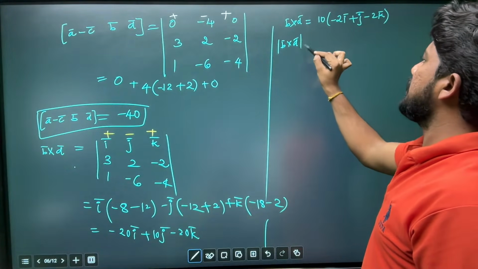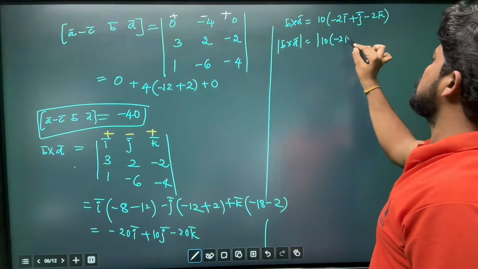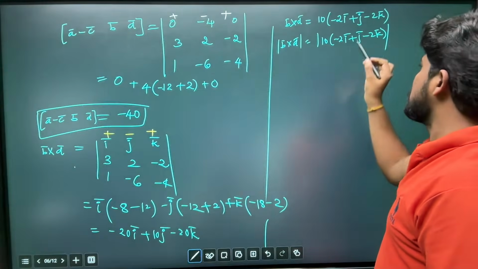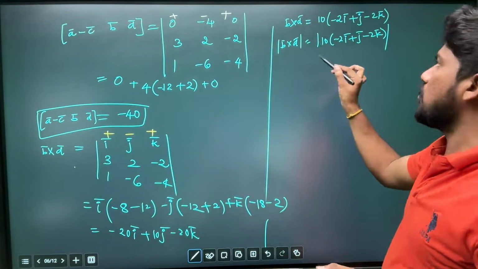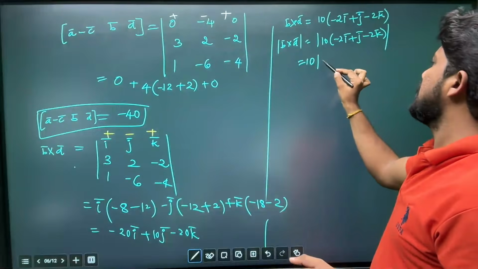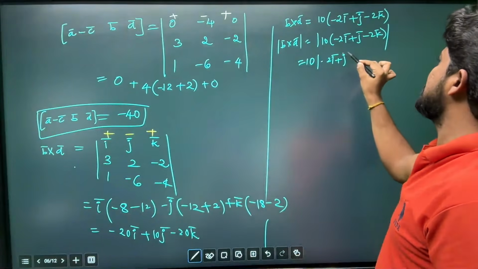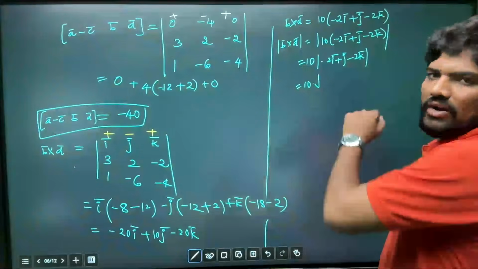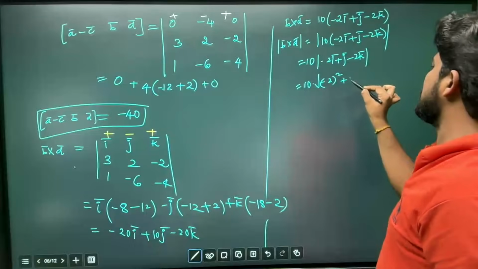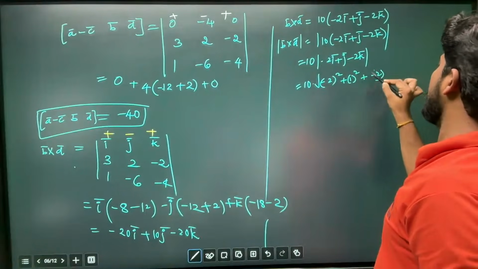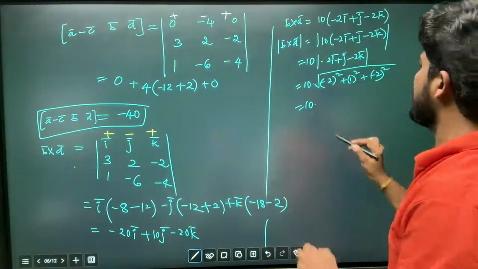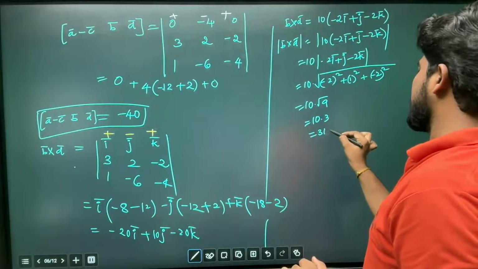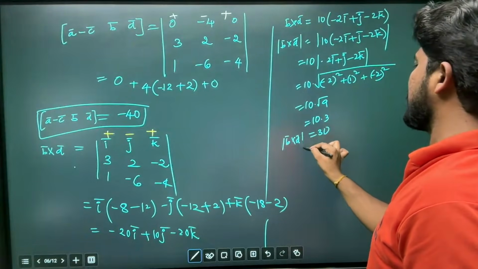Mod b bar cross d bar, that means mod 10 into minus 2i bar plus j bar minus 2k bar. Clear? Modulus you have to apply like this. Whenever you apply the modulus, take this constant value outside. When the constant comes outside, you get 10. Modulus of minus 2i bar plus j bar minus 2k bar. So therefore 10 into, what is the formula? Under root of minus 2 whole square plus j component value 1 and k component value minus 2. So 10 into root 9. Root 9 is how much? 3. 10 into 3 how much? 30. Okay, this is mod b bar cross d bar value, 30 units.